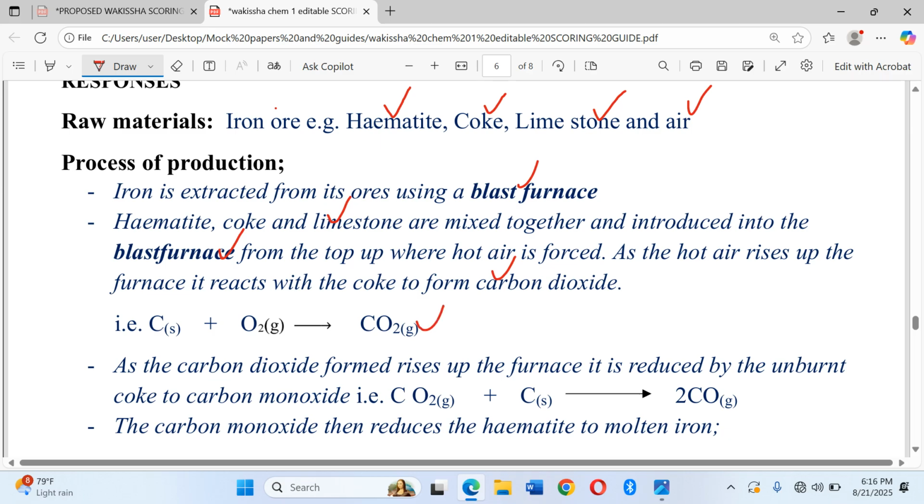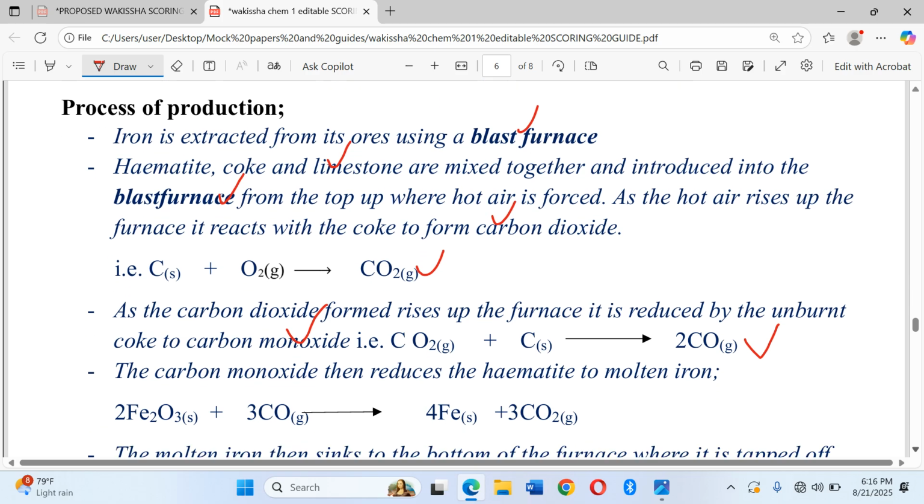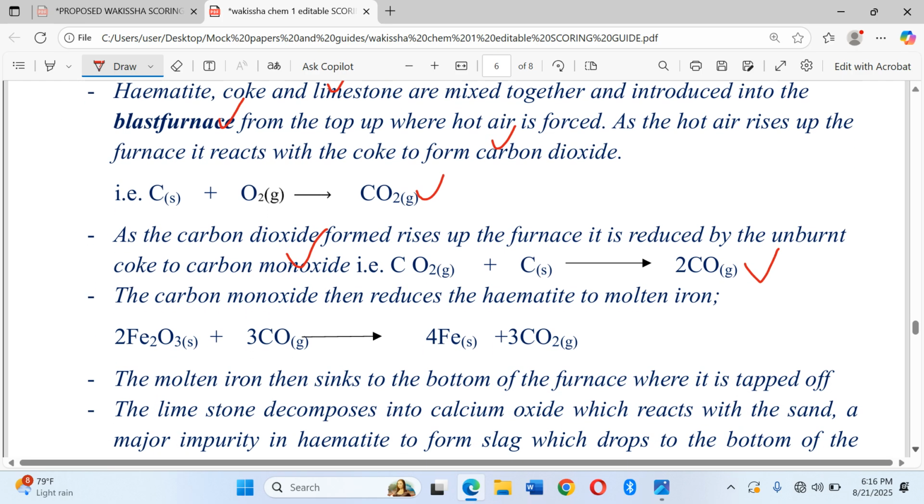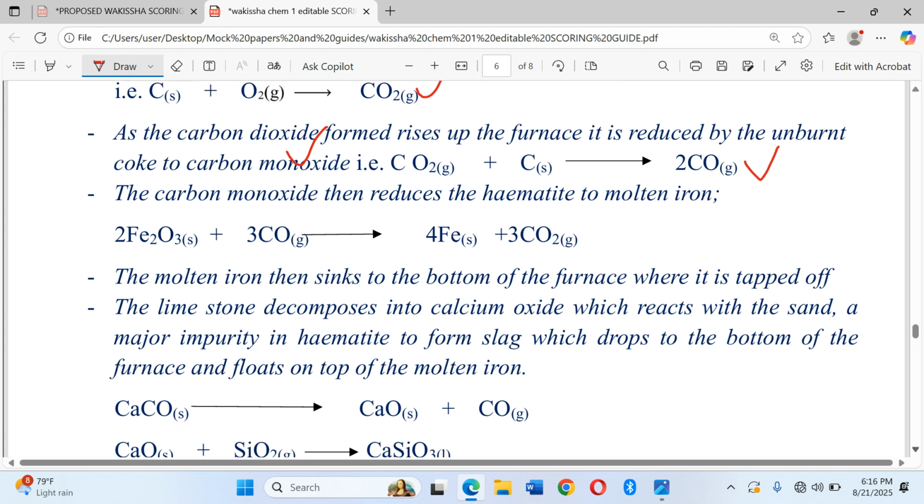So as the carbon dioxide formed rises up the furnace, it is reduced by the unburnt coke to carbon monoxide. Okay, that is another chemical process, and even its equation is there. It is reduced by the unreacted coke to carbon monoxide, and then the carbon monoxide then reduces hematite to molten iron.